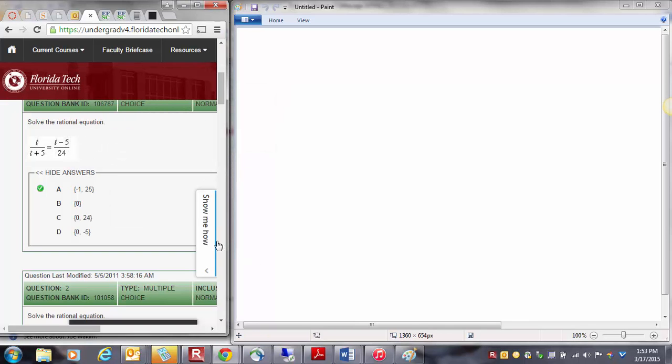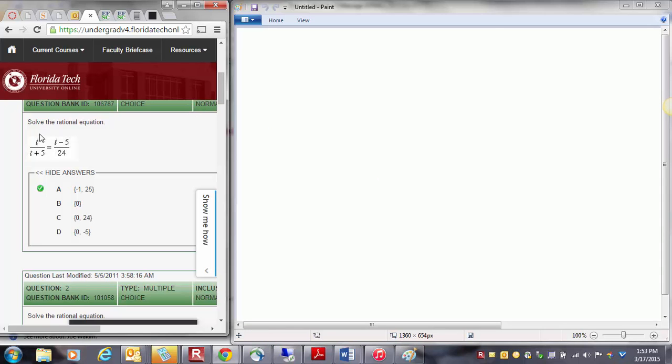Alright, let's start by solving this rational equation. There are two ways to solve this equation. One of them is to cross multiply, and the other one is to multiply both sides by the lowest common denominator. Okay, so in this case, let's go ahead and cross multiply so we can learn two methods how to solve these problems.